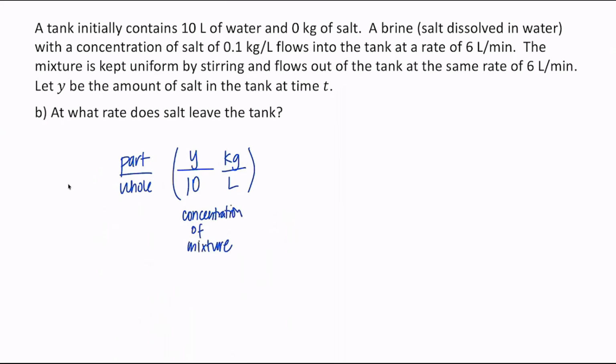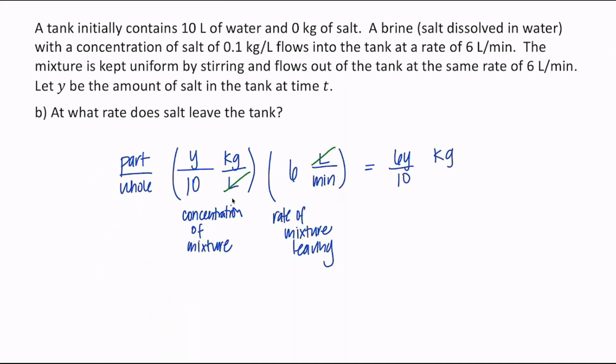And we need to multiply that by the rate at which that mixture is leaving. That rate is 6 liters per minute. So this is the rate of mixture leaving. Here, I'm going to cancel the liters again, and we end up with 6y over 10 kilograms per minute. And we can reduce that down to 3/5 y kilograms per minute.